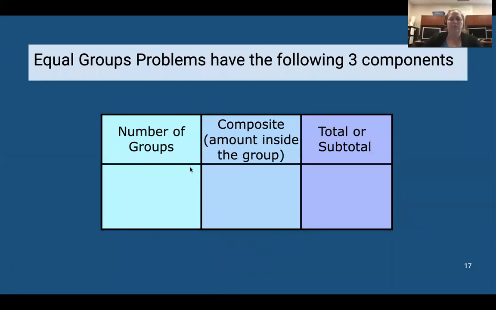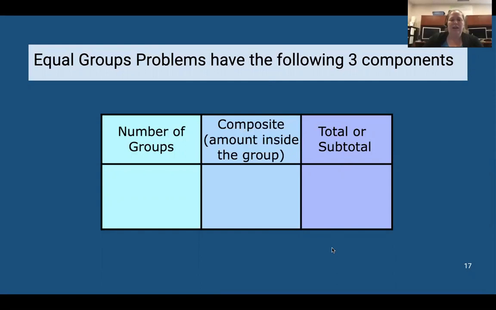So equal groups problems have the following 3 components. They have the number of groups, they have the composite, or the amount that's inside the group, and they have the total or the subtotal. Both of them can fall in here, but certainly the total.